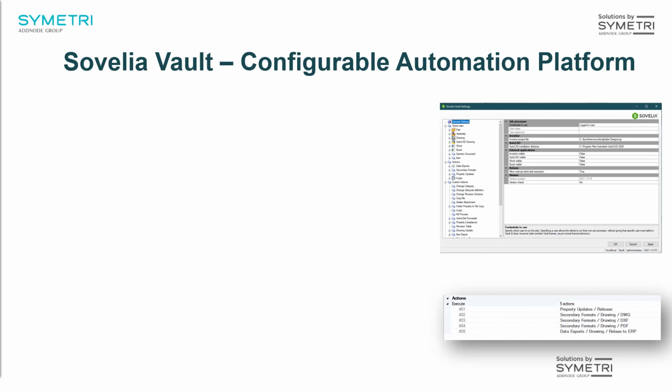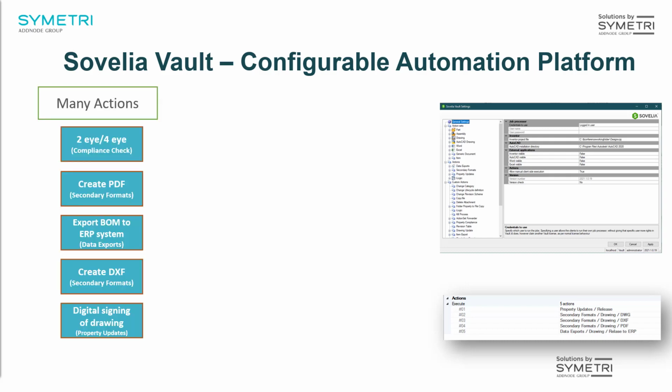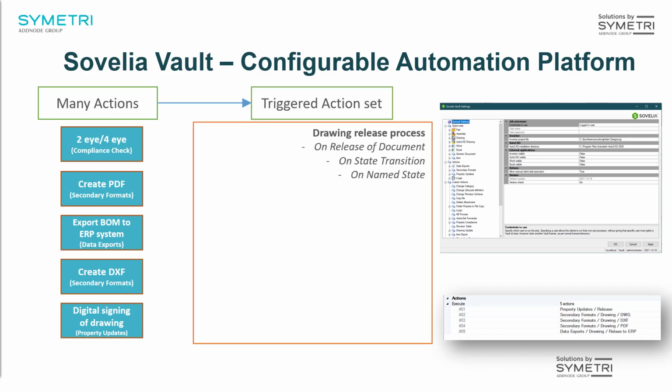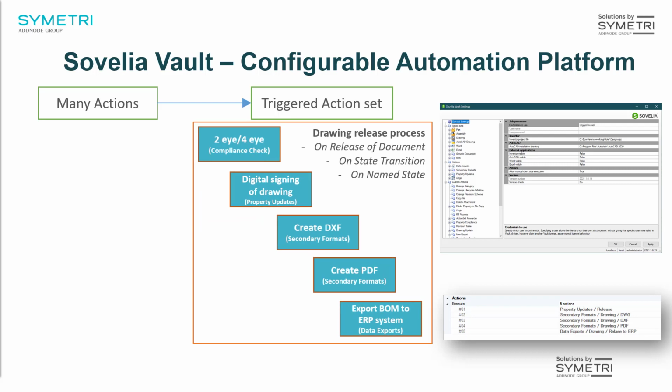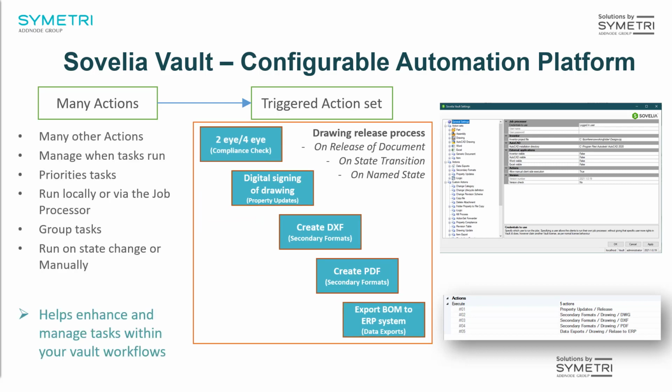At Symmetry, we recognise this and created Sovelia Vault. Sovelia Vault contains actions for the common activities required, property management, translation, data export, for example, but importantly, gives us the ability to configure options for these in an easy-to-use interface. We can then group these actions together in action sets and determine when these get triggered. We have the option to do this on state change, check-in, add, or even allow them to be manually triggered through the Vault client.